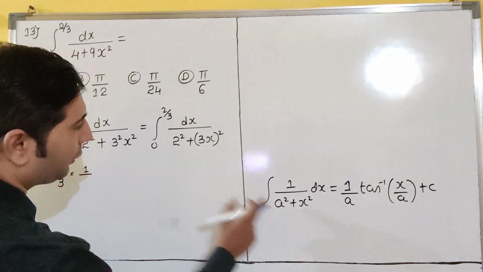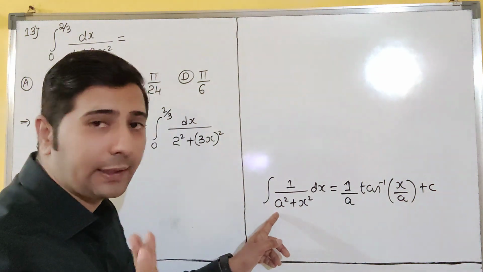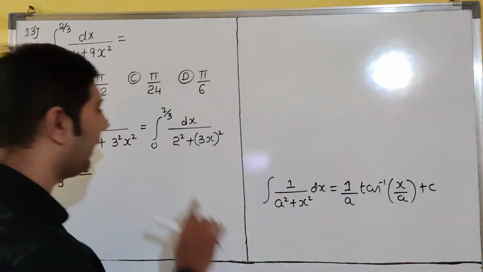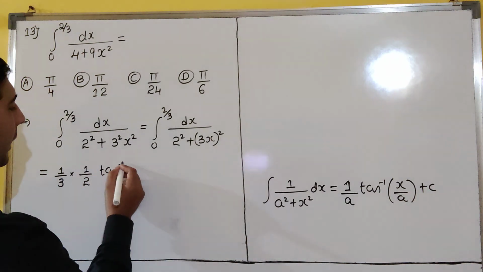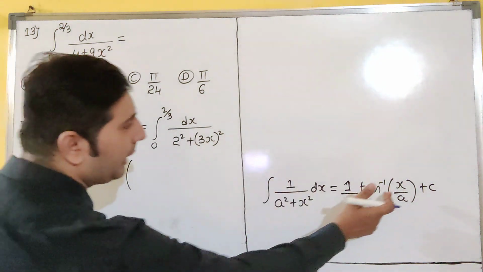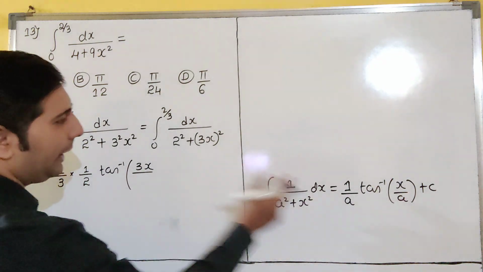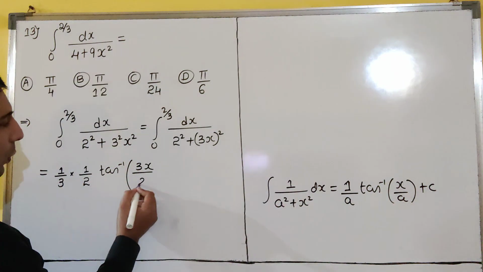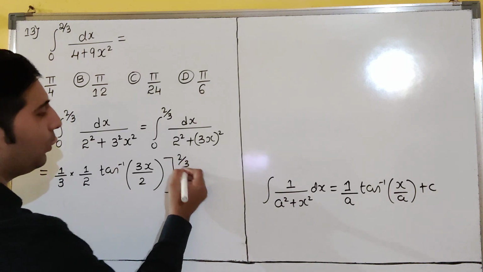Can you compare a square? A square means 2 square. I don't want a square, I want only a. A is what? 2, dear students. Tan inverse x by a. X is what? X is 3x. So 3x by a, and a is 2. And what are the intervals they have given? 0 to 2 by 3.